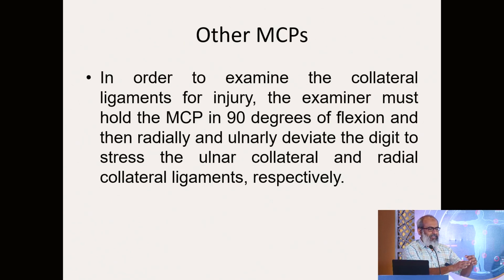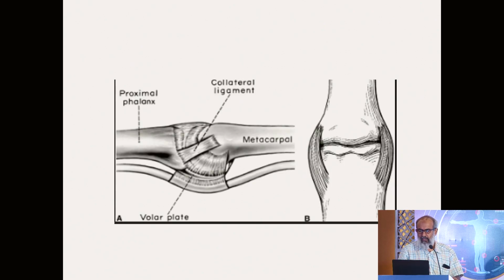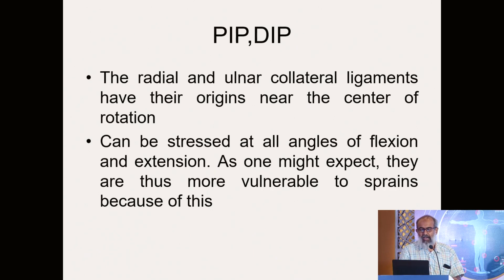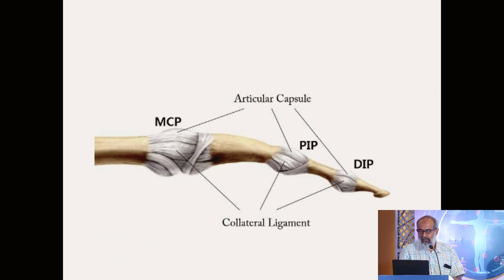Then the other MCPs, again there are ligaments. Like this, there are ligaments. You can check these ligaments in 90 degrees of MCP flexion. For the IP joints, you can actually do it in any position. They are taut in almost all positions, and you can check for laxity in any position.